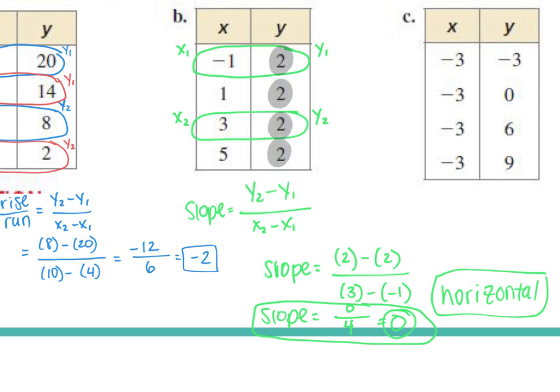Do you guys see that? So if your y coordinate is always the same thing, but your x coordinate's changing, doesn't that give you a horizontal graph? Okay? Because if your y coordinate is always the same, you're going to get a horizontal line.